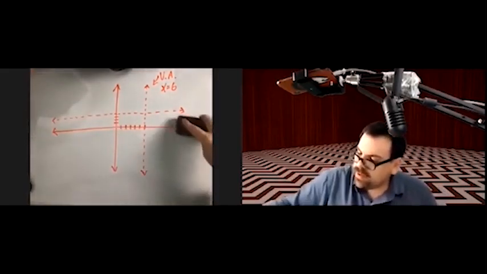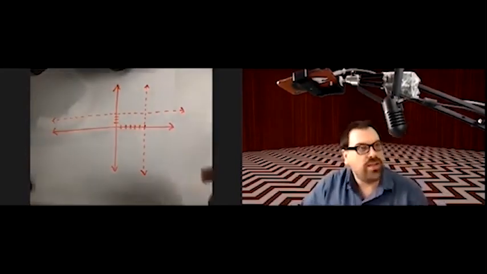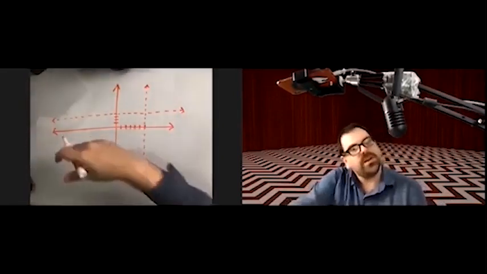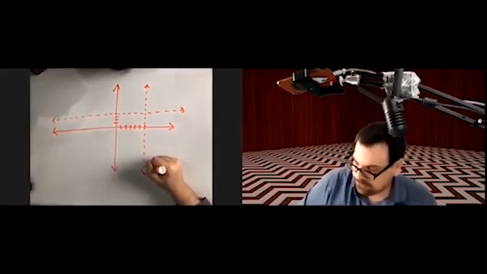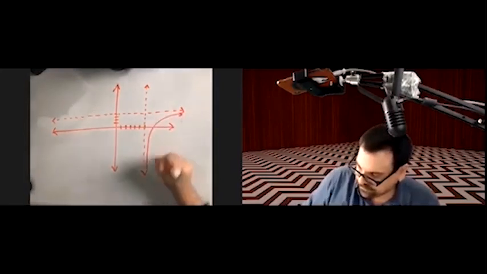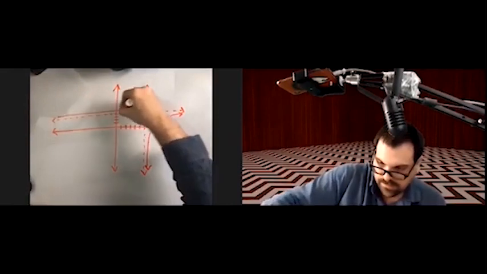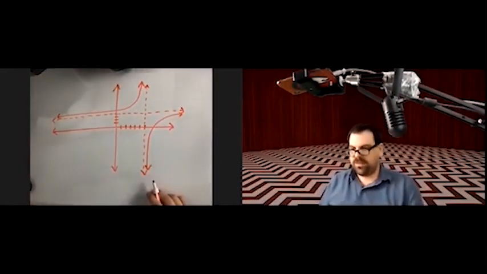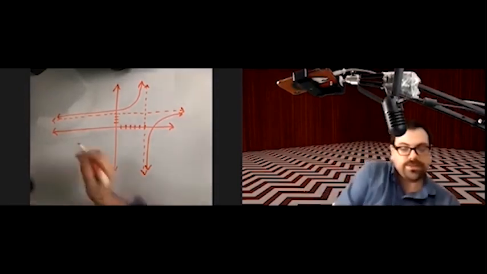So vertical asymptote at x equals 6, a horizontal asymptote of y or f of x equals 4. Let me go ahead and put in the legs of this graph, actually draw the hyperbola itself. The asymptotes are not part of the graph. They're just telling us where the hyperbola bends. Okay, so there's our hyperbola. There's the legs. Let's fill in these questions.